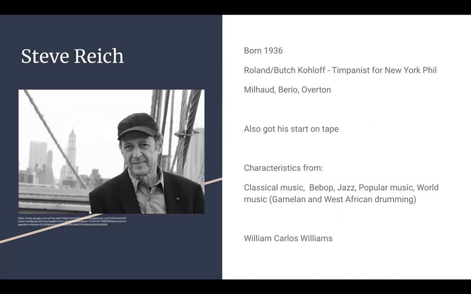He lives in New York, and he was taught by Roland Kohloff, who was the timpanist for the New York Philharmonic. He studied composition with Milhaud, Berio, and Overton. Milhaud, Berio, and Overton are all composers from the previous eras of composition in music. They wrote 12-tone music and chance music and atonal music.